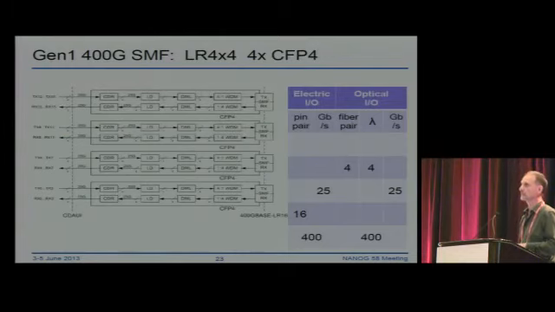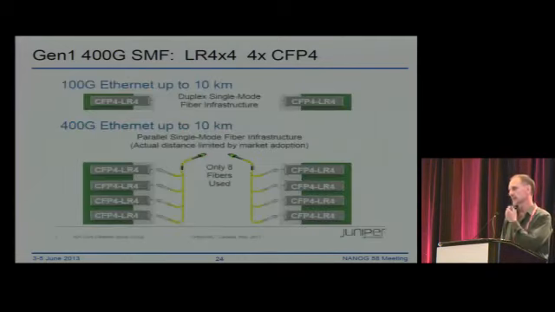For Gen 1 400G single mode, we're proposing to use 100G links. So again, you won't have duplex LC to carry 400G, but you'd actually combine, just like for multi-mode, 100G links in a parallel cable.